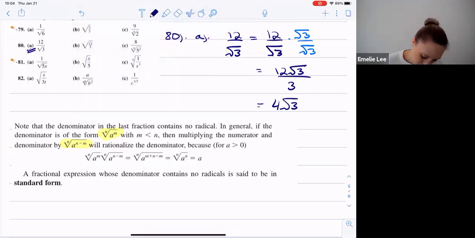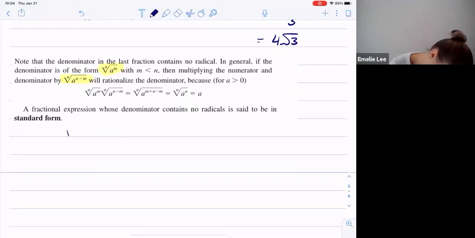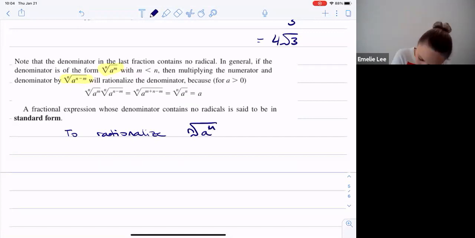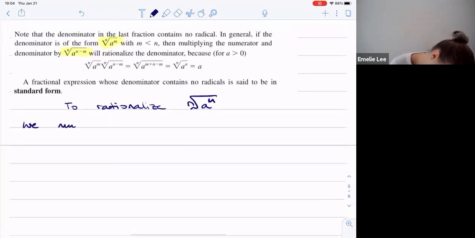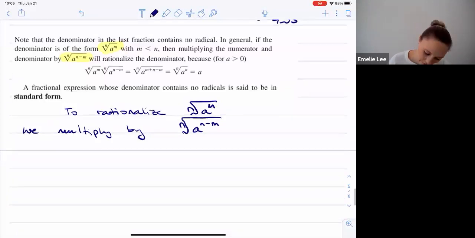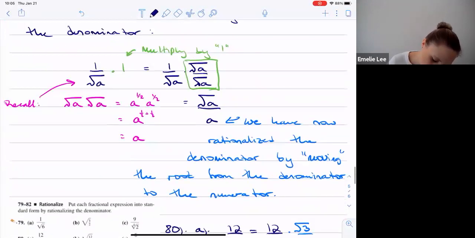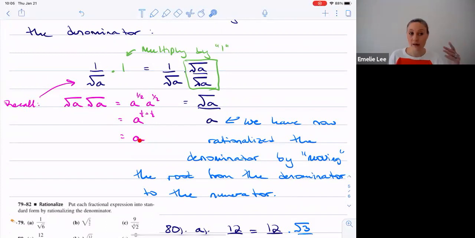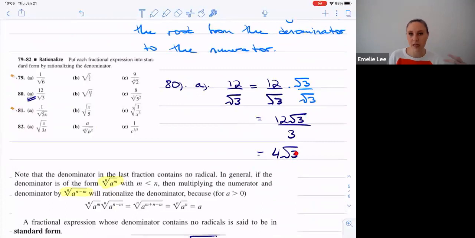But to rationalize the nth root of A to the m, we multiply by the nth root of A to the n minus m. So just like we did up here, where the reason this works is because root A times root A becomes A, that's just going to be true for any number, right?